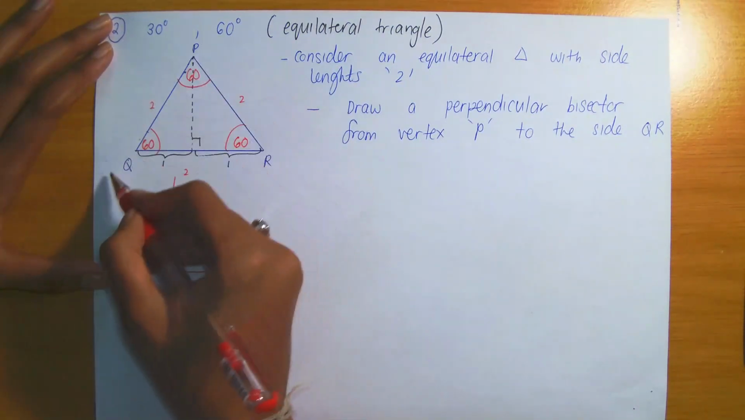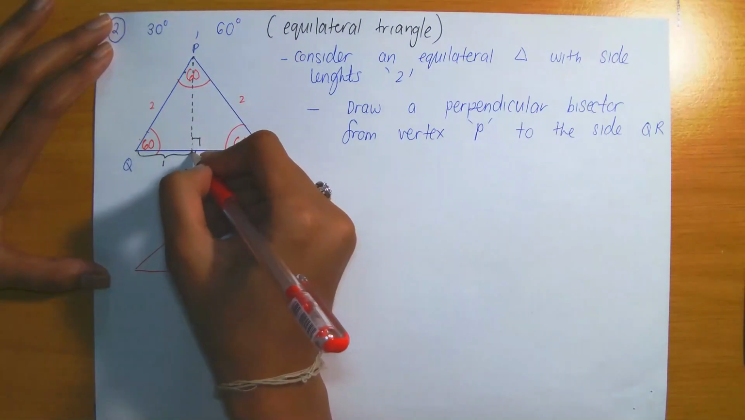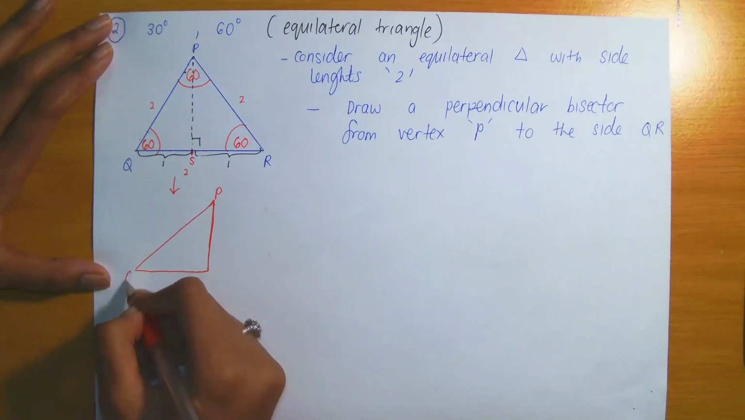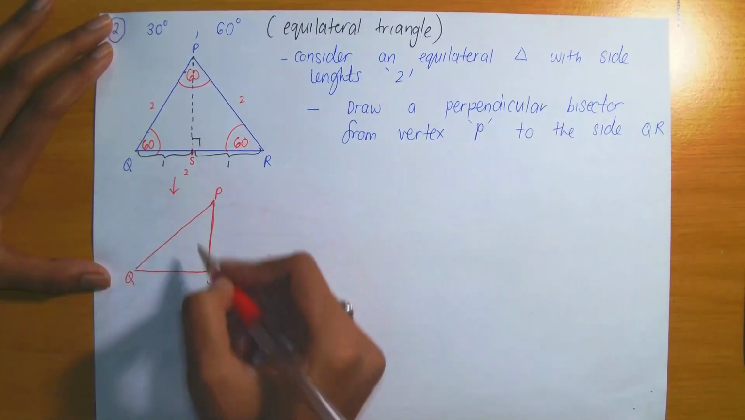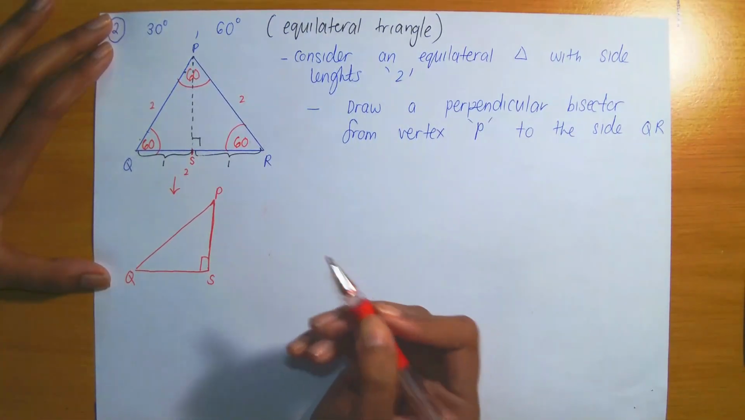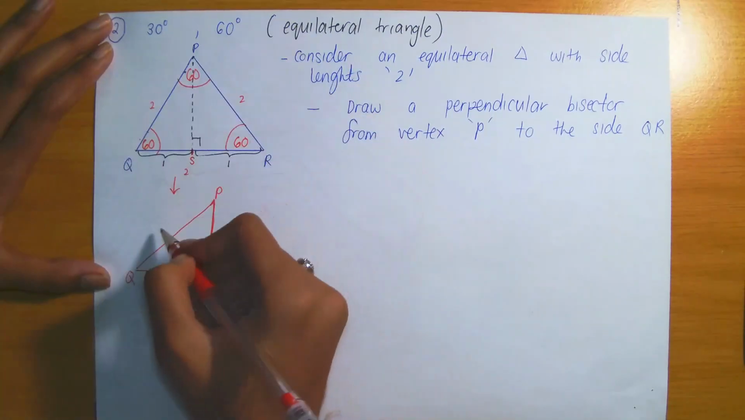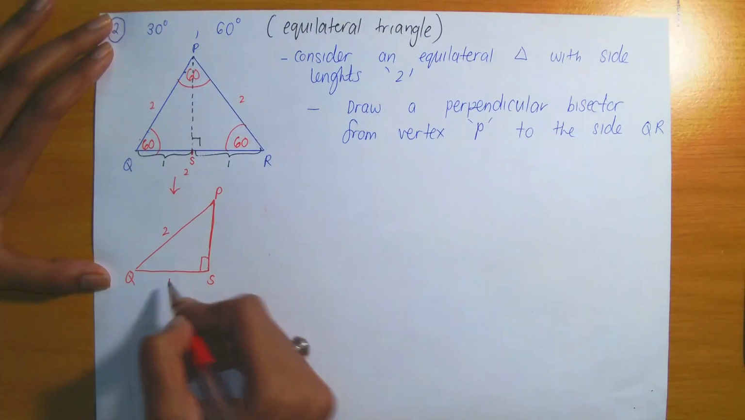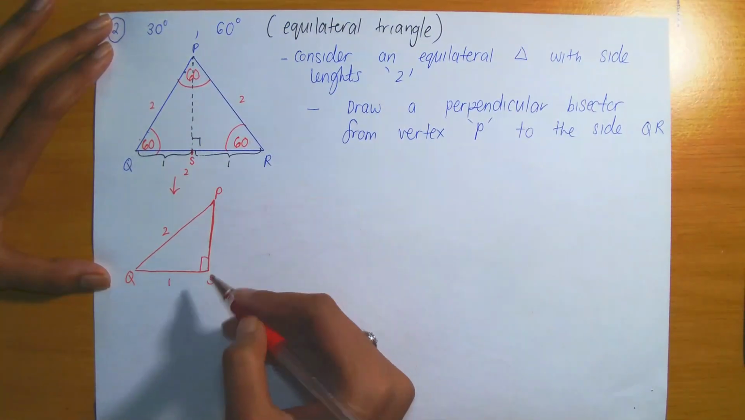Right, so I'm going to work with PQ and I'm going to label this point S. So I'm working with triangle PQS. It's a right angle triangle. We know that PQ has length 2. We know that QS here has length 1. The length of PS is unknown.